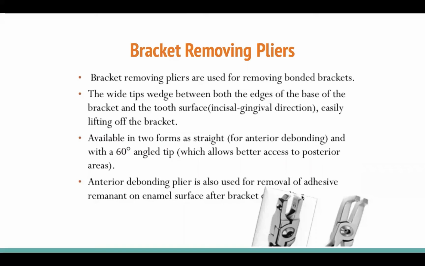Now there are two types. There is a straight type, which helps in anterior teeth debonding, and there is a bracket remover plier which is 60-degree angled, which helps in removing the premolar brackets. The anterior debonding plier can also be used for removing adhesive remnants from the enamel after debonding. Okay, so you can use the same plier to scratch off any attached glue. You can remove it with this plier, or you can use a tungsten carbide burr for removing the extra glue on the teeth.